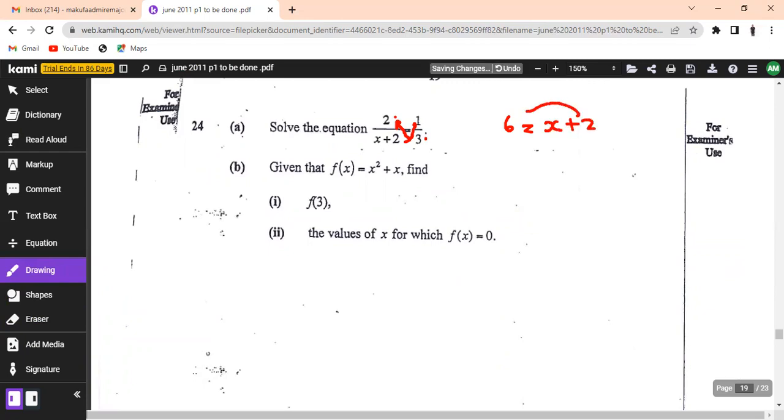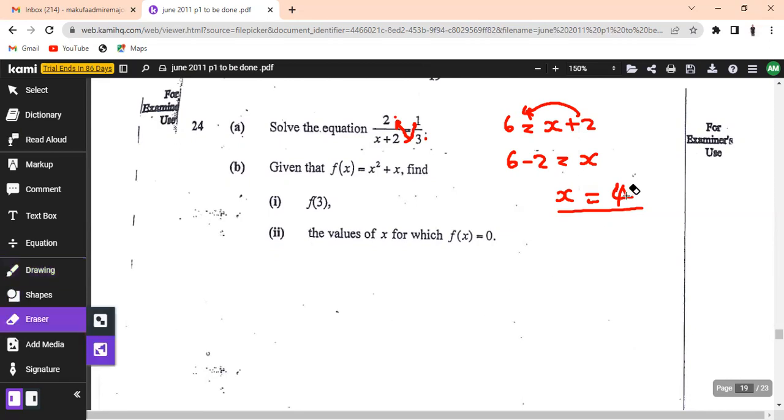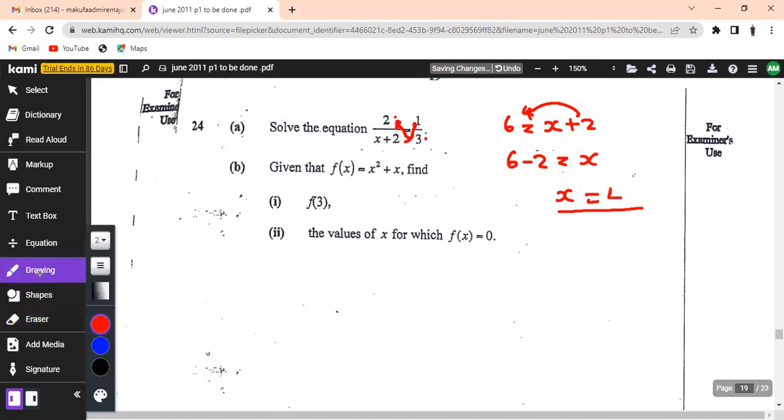Then transpose the 2 to this side, so it is going to be 6 minus 2 is equal to x. That means x is going to be 6 minus 2, which is 4, just like that. So our x in this case is 4. That's what you're going to obtain there. So that's how they can ask these questions. You just need to be very, very familiar with them.